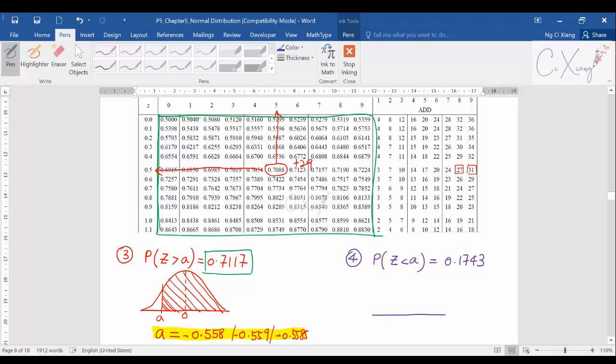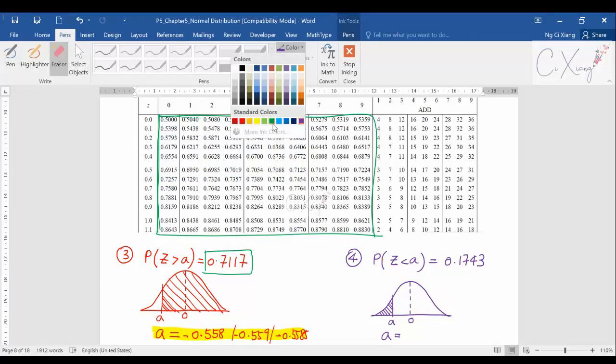Again, draw the graph. Zero is here. And then I want to shade the area on the left-hand side of A, and the area should be a small area. Therefore, the A should be on here, because left hand side of A is this area and this area is small, less than 0.5. Okay, so my graph will look something like this. Again, I need to find the value of A.